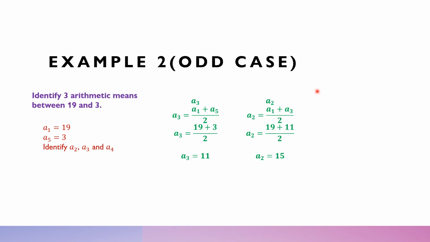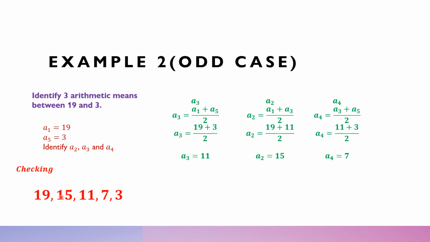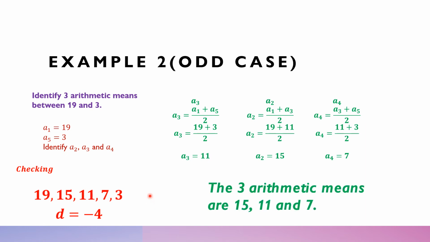Now, let's have the fourth term. The fourth term is between the third term and the fifth term, so it's much easier to look at that. We have the fourth term, a sub 3 plus a sub 5 over 2. So we have 11 plus 3 over 2, and what we have there is 7. Now, let's check this one. We have 19, 15, 11, 7, and 3. As we can see, we have a common difference of negative 4. It's decreasing, right? Then the answer is that the 3 arithmetic means are 15, 11, and 7. Okay? So let's have another example.